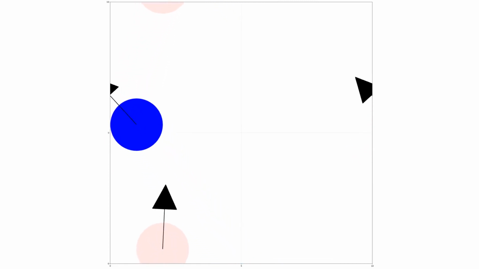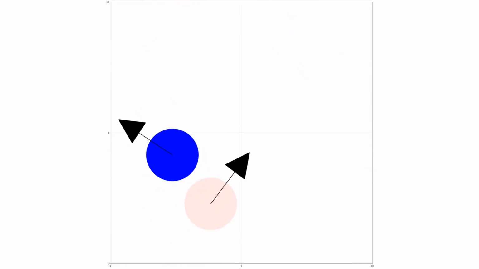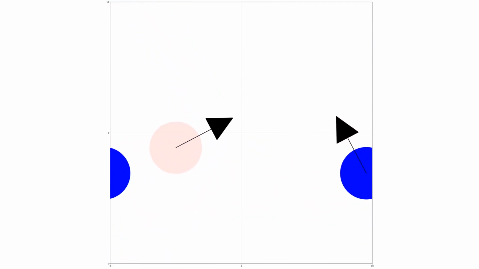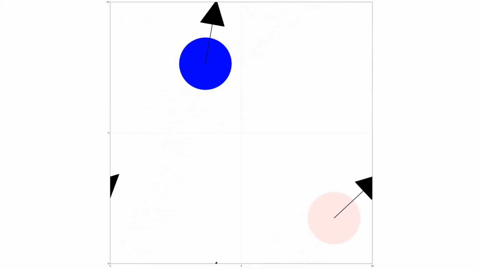To increase complexity further, let's add a second particle. Both move according to the same rules. That is, each moves with the same speed and diffusion. When they are close enough, they collide.